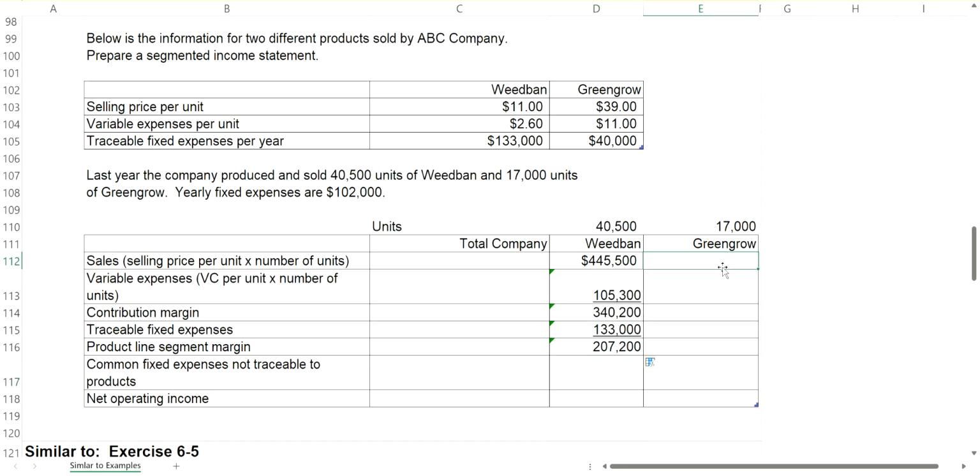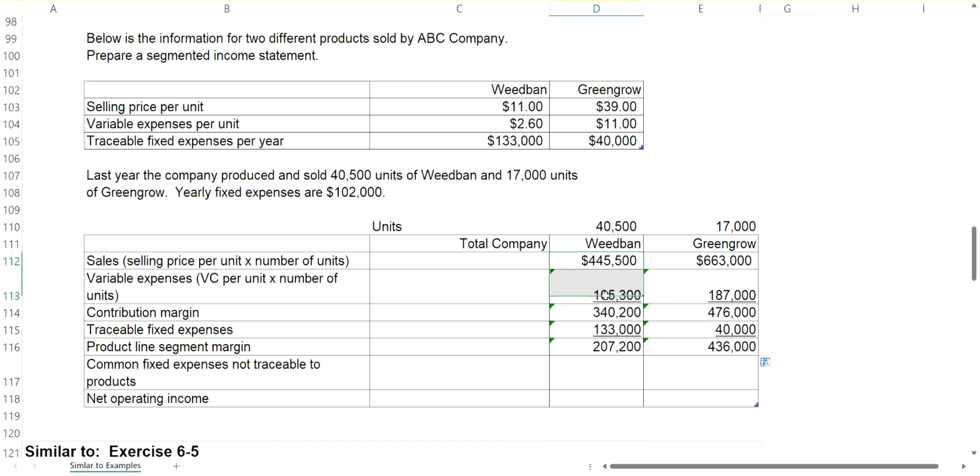Okay, let's go ahead and do GreenGrow. Same situation. 17,000 units sold times $39 a unit gives us 663,000. 17,000 units sold times $11 a unit gives us 187,000. Subtract to get the contribution margin of 476. The traceable fixed costs for GreenGrow are given at 40,000. I will subtract that from the contribution margin for a product line segment margin of 436. And again, I will stop there.